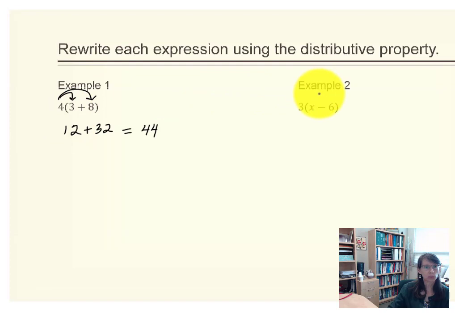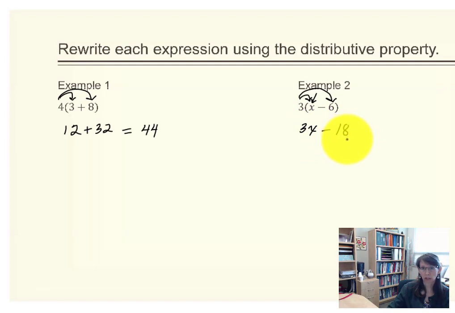In example 2, you're going to notice that we have a variable term x. So we will still be able to distribute 3 times x to make 3x, and then distribute 3 times our next term, which is negative 6. 3 times negative 6 is minus 18. What's different about this example is that 3x is still a variable term because it has a variable involved with it, 3 times x. And then the other term is 18.